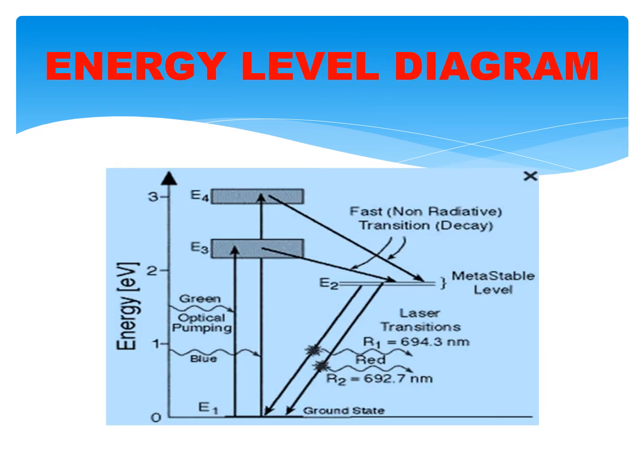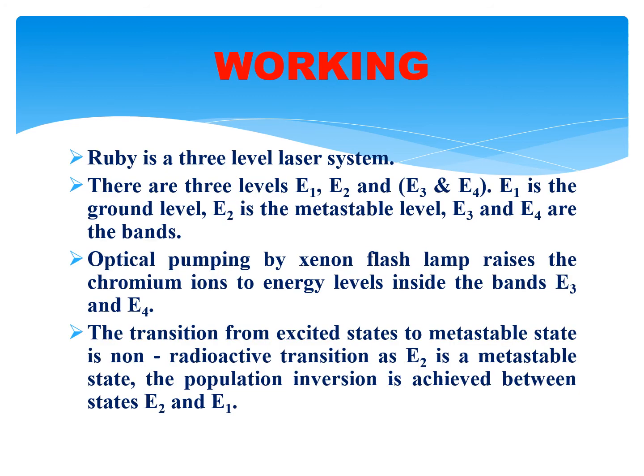This is the energy level diagram for the ruby laser. Working. Ruby is a 3-level solid state laser. There are levels E1, E2 and E3, and E4 also. E1 is the ground level, E2 is the metastable state, and E3 and E4 are the bands.